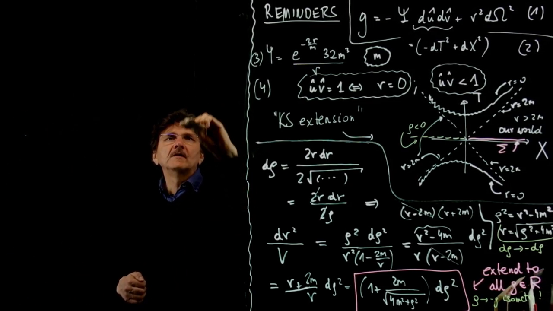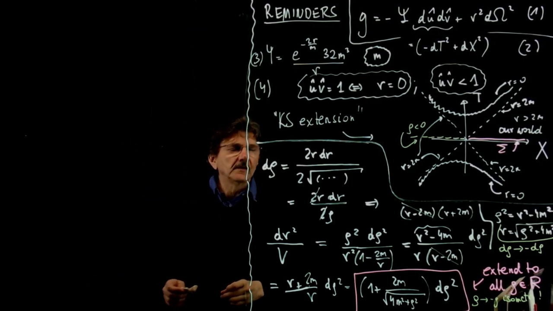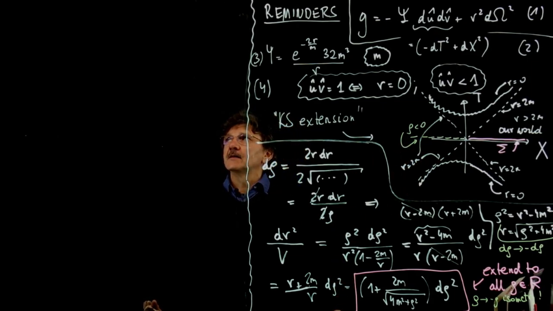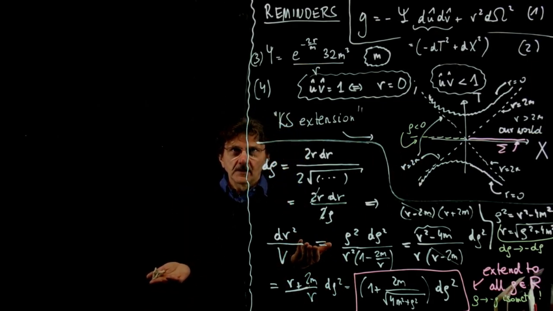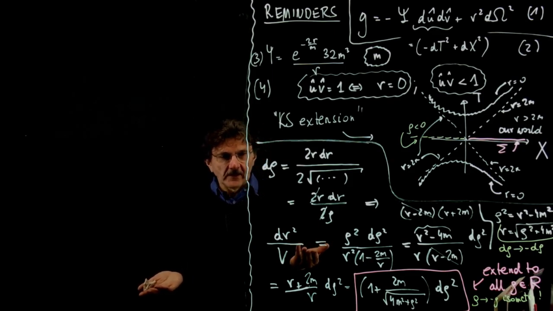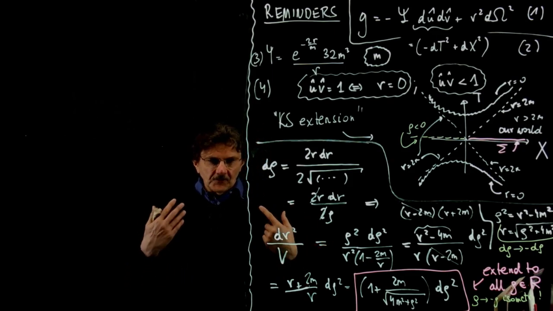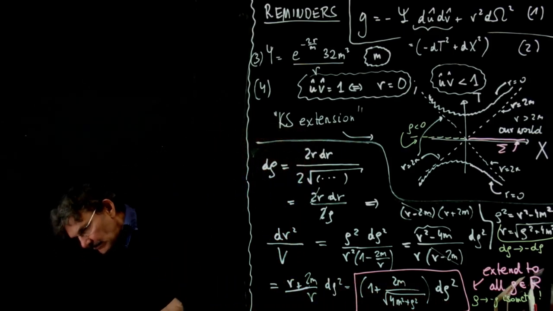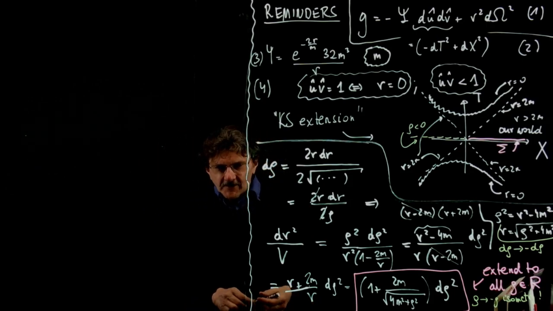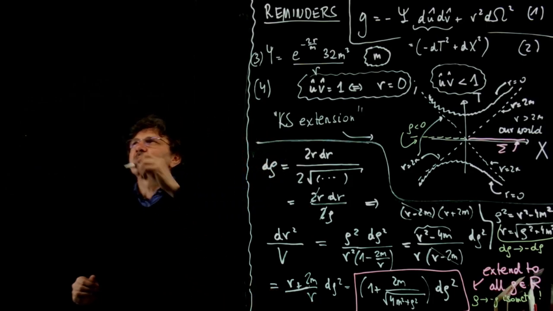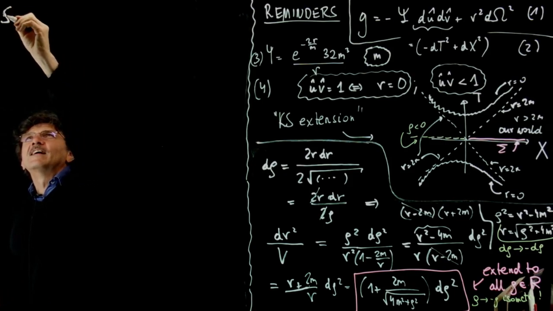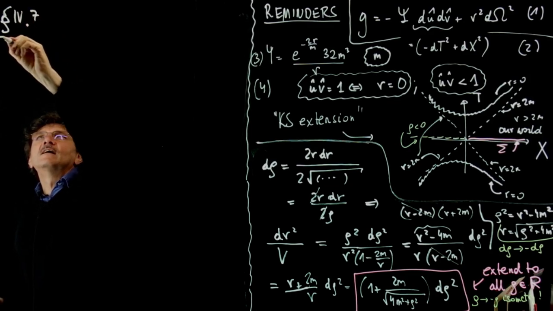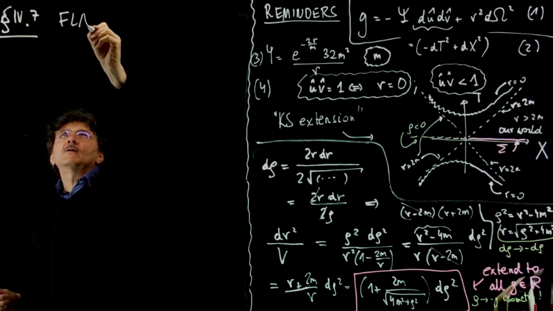And Flamm asked the question, what will happen if I try to embed the geometry of t equal zero slices in Schwarzschild into four-dimensional Euclidean space? So this is the Flamm question. Eva, you have to help me with the numbering here. So this is paragraph something point something. If I'm correct, it should be 4.7. 4.7. Thanks a lot. So Flamm paraboloid.